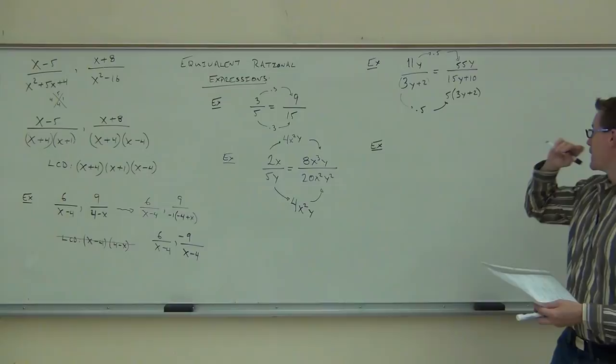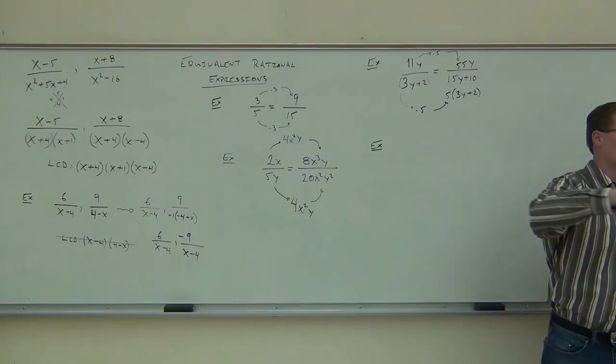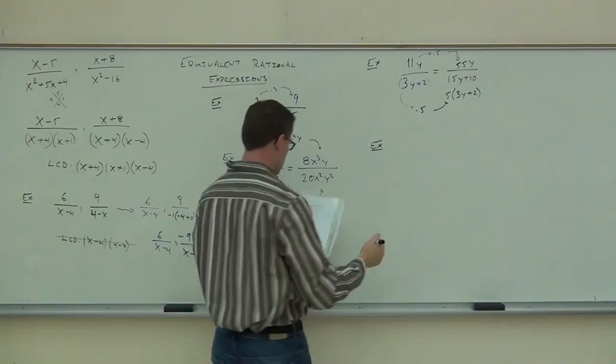So if you have more than one term, you're going to factor. It makes things a whole lot easier to see, and then we just write what we need to multiply by. Are you with me on that? Let's try one more together. Maybe I'll give you one on your own after that, and we'll be good to go.